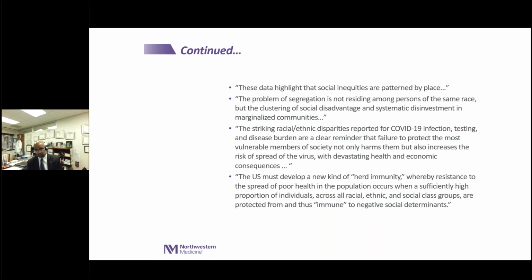And they've argued that what we need going forward is a different kind of herd immunity, one that makes us immune not only to the virus, but immune to these negative social determinants. Let's go forward yet again.